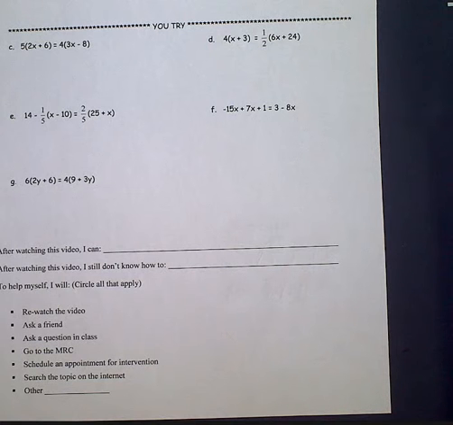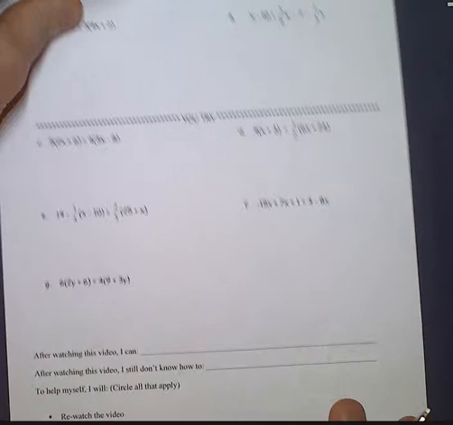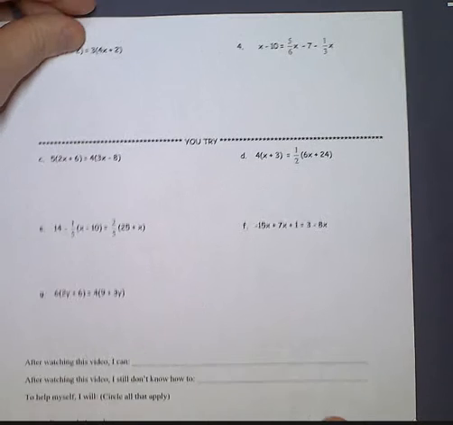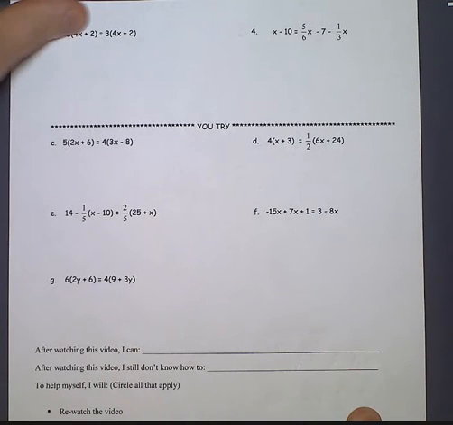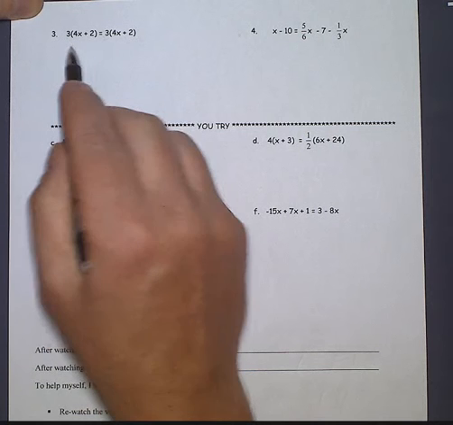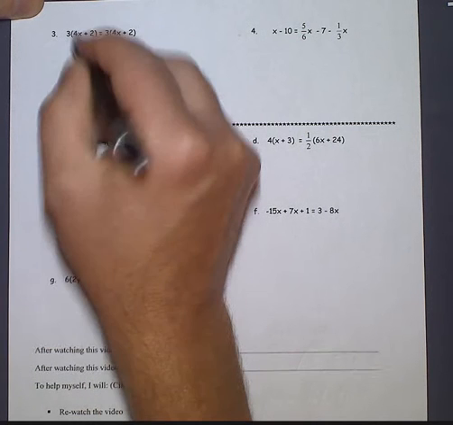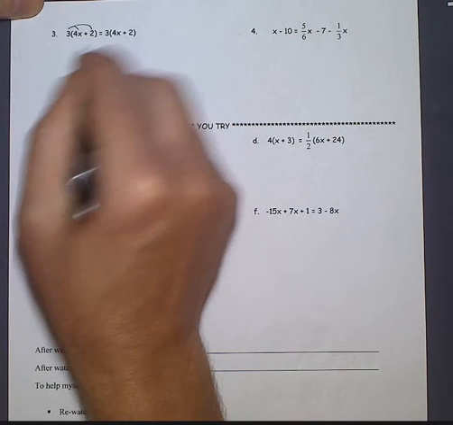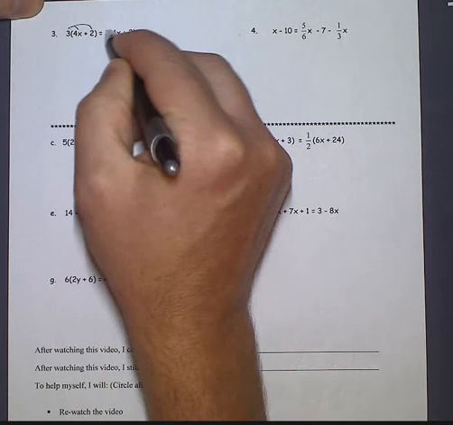All right, let's do a couple more problems. We only got 2 more problems to do for today. Let's try this one here. I have some parentheses, so I got to distribute. I'll distribute on both sides. That 3's got to go inside. This 3's got to go inside.